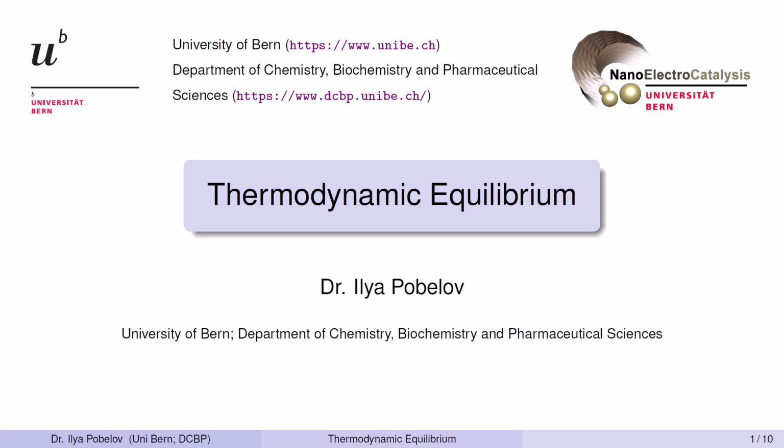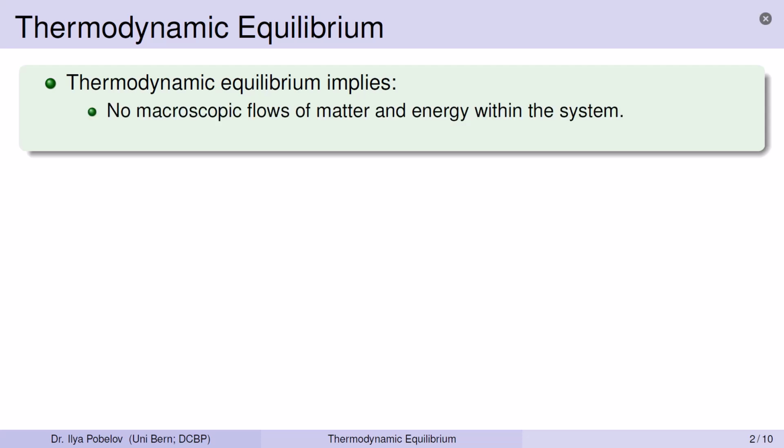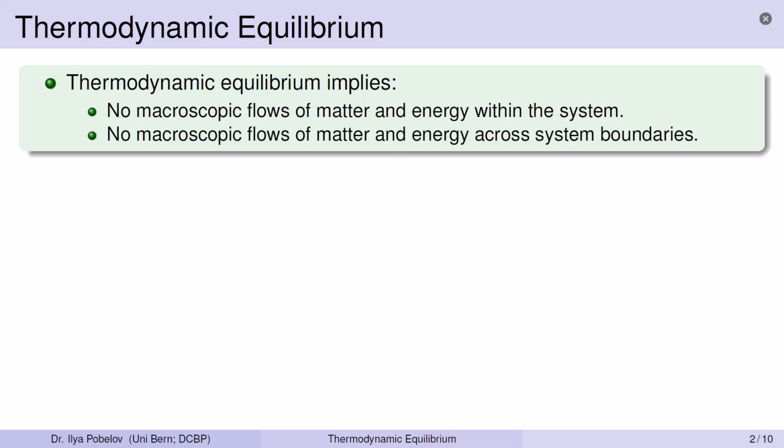We now turn to the definition of thermodynamic equilibrium, a core concept of thermodynamics. Thermodynamic equilibrium implies two primary conditions. First, there are no macroscopic flows of matter and energy within the system. And second, there are no macroscopic flows of matter and energy across the boundaries separating the system from its surroundings.